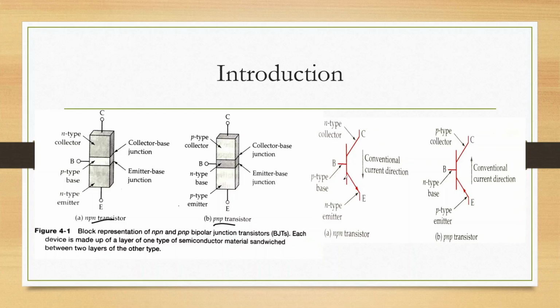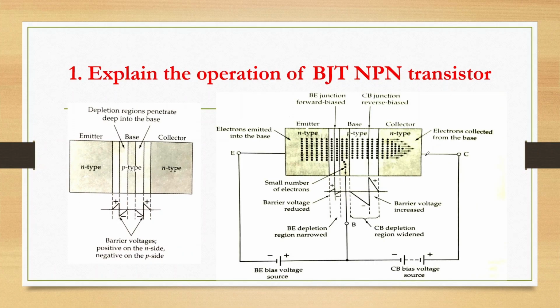This is the direction of the flow of electrons. So this is regarding the symbol and the construction. Next, we'll be discussing the first important question of this BJT topic, that is, they'll ask, explain the operation of BJT NPN transistor.